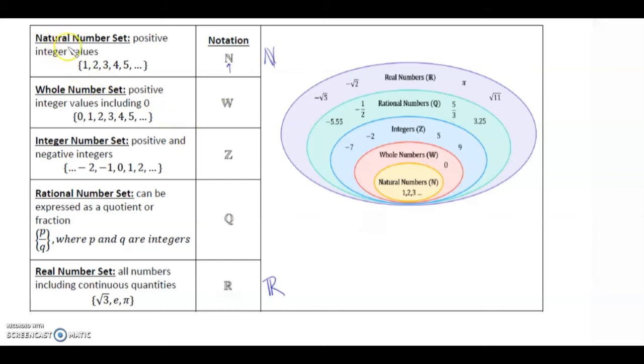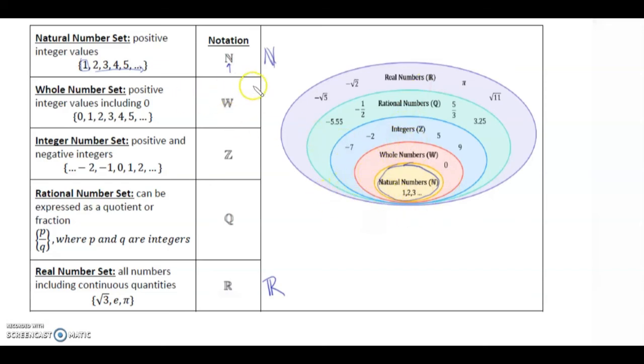So the natural number set, when we talk about natural numbers, we are talking about starting at 1 and increasing integers. So they're specifically positive integer values. And in this diagram, we can see the natural numbers are a complete subset of every other number system. This is the smallest number system that we refer to.